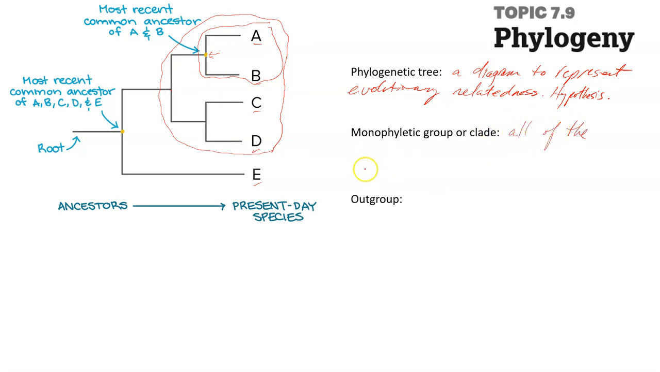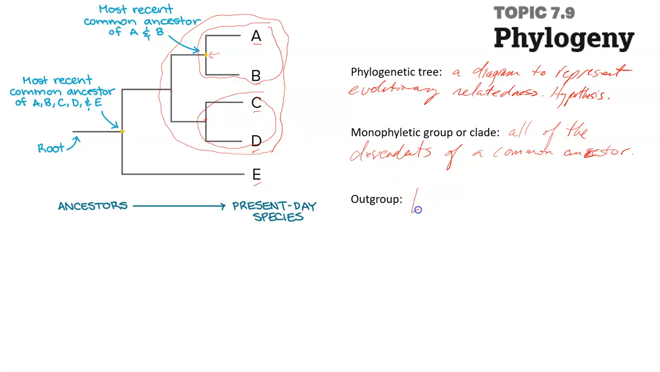All of the descendants of a common ancestor. Okay, so that is a clade. C and D also would be a clade in this scenario, right? Because they have a common ancestry. The key point is that it must include all of the descendants that you're studying, right?